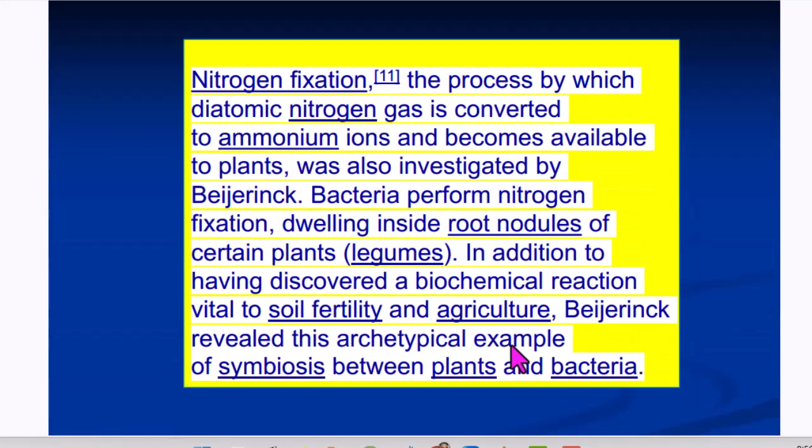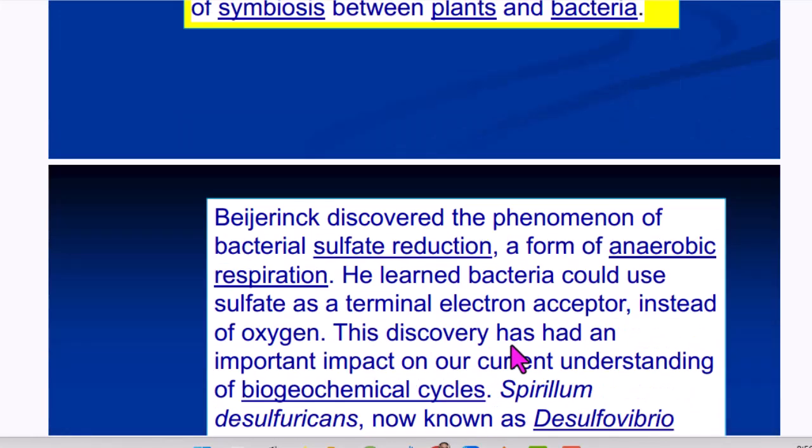Nitrogen fixation. This process, in which diatomic nitrogen gas is converted to ammonium ion and becomes available to plants, was also investigated by Beijerinck. Bacteria perform nitrogen fixation dwelling inside root nodules of certain plants. In addition to having discovered a biochemical reaction vital to soil fertility and agriculture, he revealed an archetypical example of symbiosis between plant and bacteria.